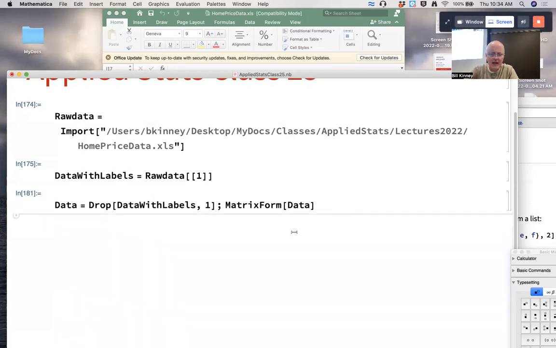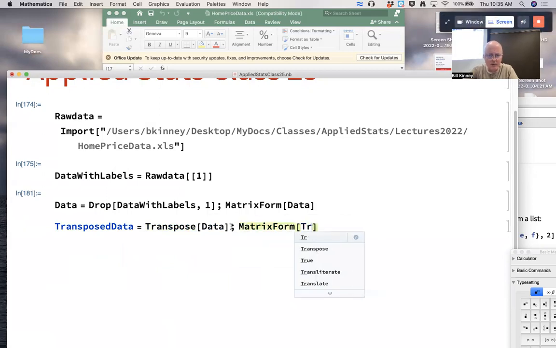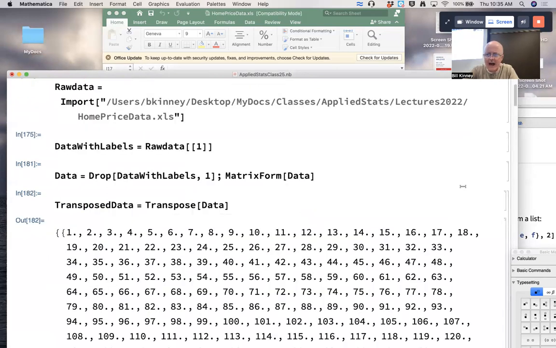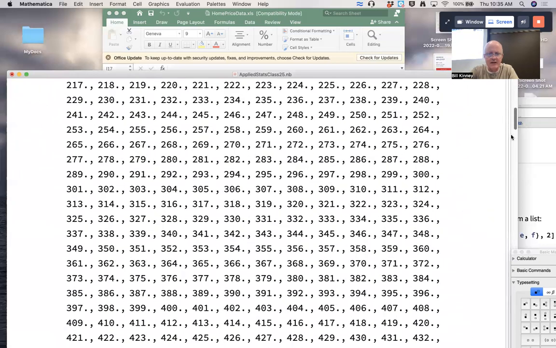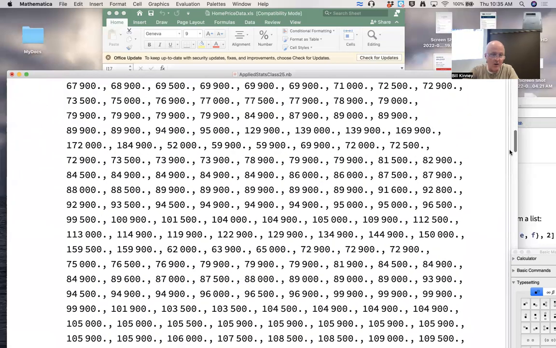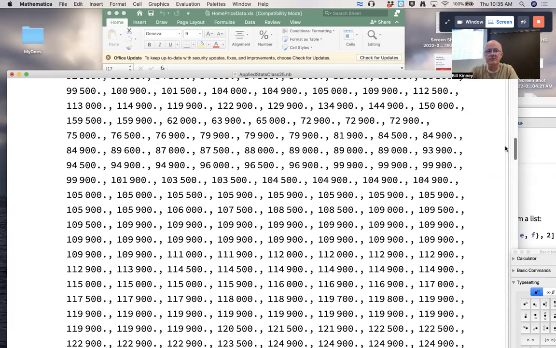Let's see what happens if I transpose the data. Transpose data essentially transposes this thing as a matrix. Well, let's not look at the matrix form. Let's look at it in its list form. Okay, now what this has done is put all the observation numbers in a big list first, then all the prices, then all the square footages, etc.